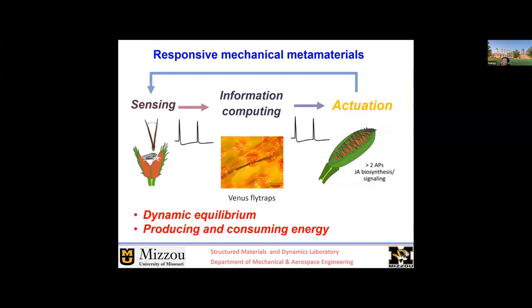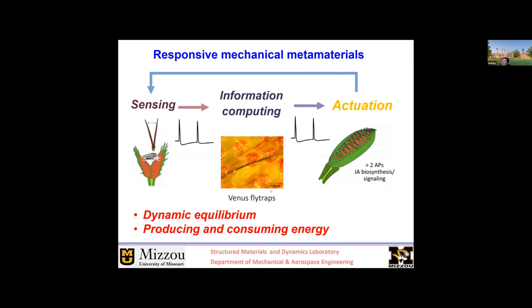This idea is inspired by natural or bio-inspired material. This figure shows the fly traps. This material has unique response abilities. When an insect enters, they do sensing, then information computing, and eventually they do the action, trying to capture the flies, okay?